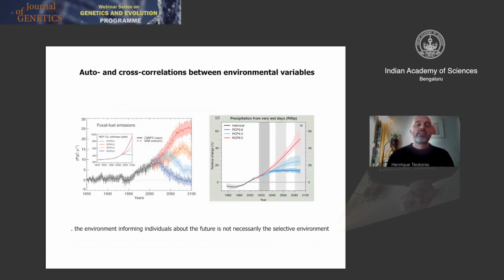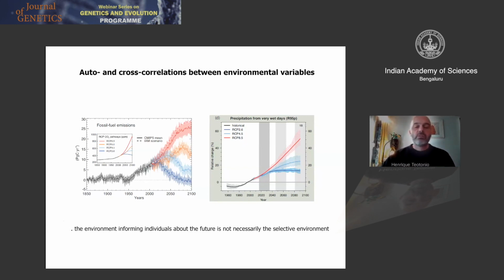Okay, so for the last bit of this talk, I would like to talk about auto- and cross-correlations between environmental variables. Up until now, we've been considering that, both in the average and in the variance, there is only a single environmental variable. But of course, as is quite obvious, natural environments have a multitude of environmental variables, and it's unclear how organisms perceive and could transmit environmental change to future generations. In particular, there is an interesting question: the environment that informs the individuals about the future change is not necessarily the environment where selection occurs. Selection up until now in our experiments was anoxia.